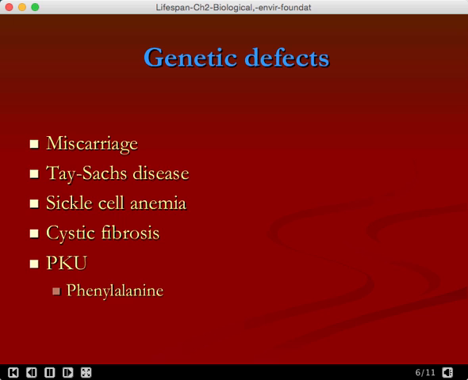PKU is another single gene dominant recessive disorder. It's called phenylketonuria, PKU. It's a metabolic disorder caused by the presence of two recessive genes. 1 out of 8,000 births are afflicted with PKU. It can be screened for after birth with a PKU heel stick test.